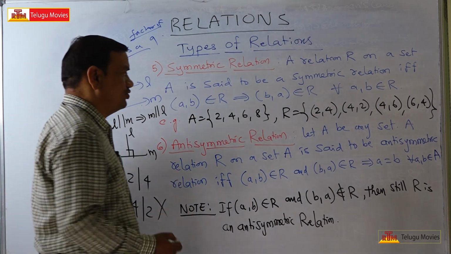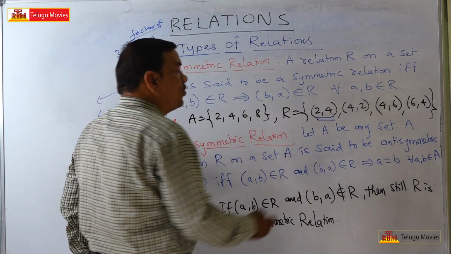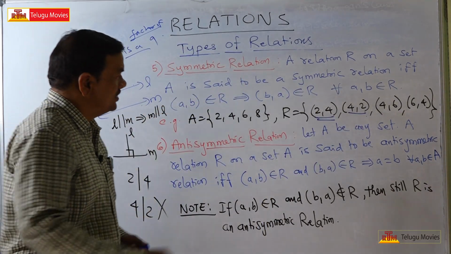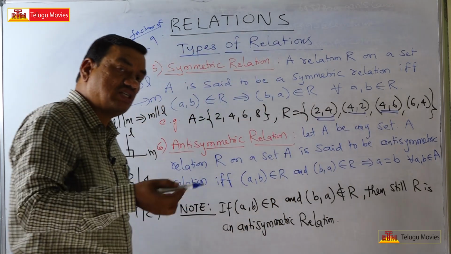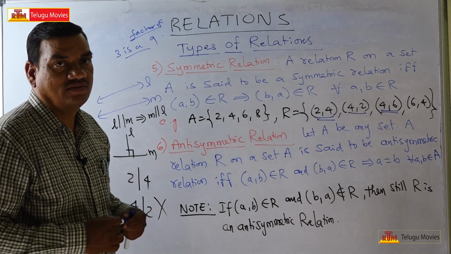Here you see 2, 4 belongs to R, such that 4, 2 also should belong to R. Understand? So here also 4, 6 belongs to R, therefore 6, 4 also should belong to R. Understand this concept?